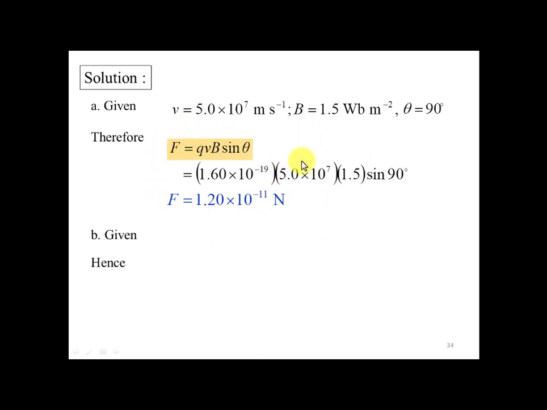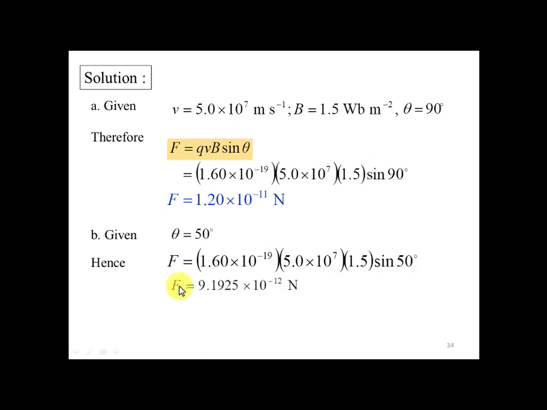Then for the next question, you are given theta equals 50 degrees. Just substitute into the formula F equals qvB sine theta. Q is the same value, v is still 5 times 10 to the power of 7, B for the magnetic field is 1.5, and the angle here is given as theta equals 50 degrees. Just plug the values into your calculator and you should get the answer. So you should get 9.1925 times 10 to the power of negative 12 Newton.